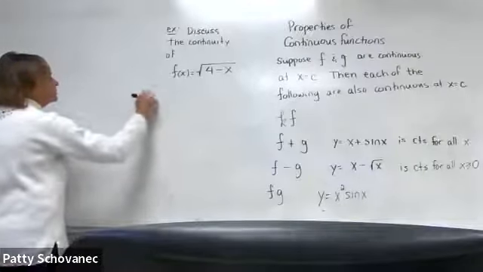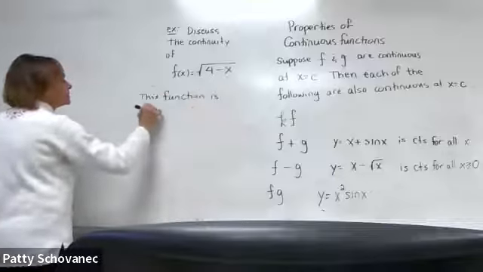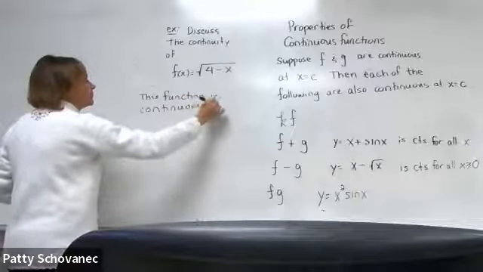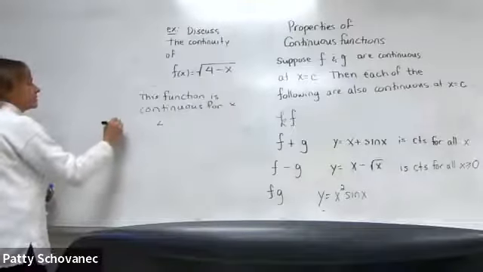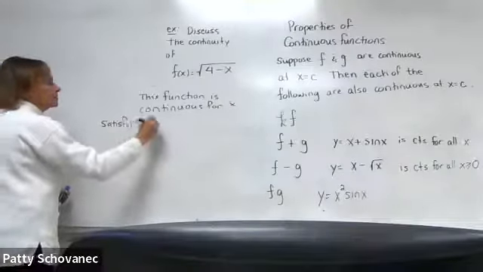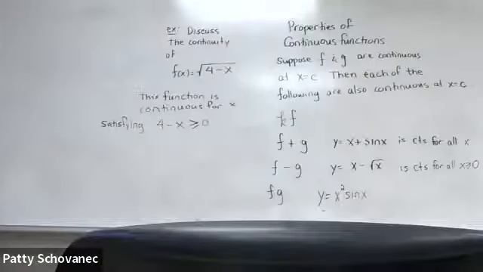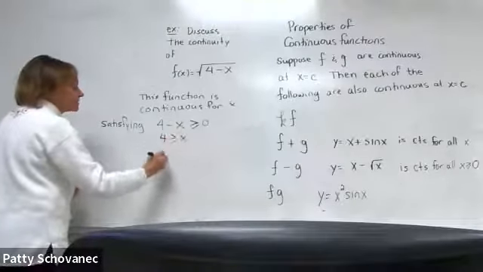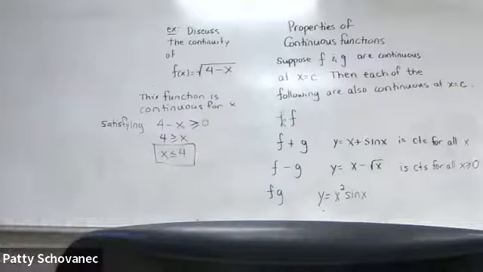So this function is continuous for x satisfying 4 minus x is greater than or equal to 0. And so if I move the x to the other side, that says 4 is greater than or equal to x, which is the same thing as saying all x smaller than or equal to 4.